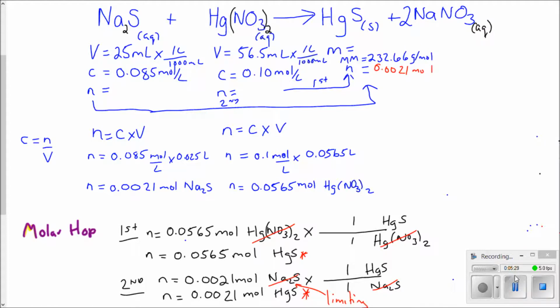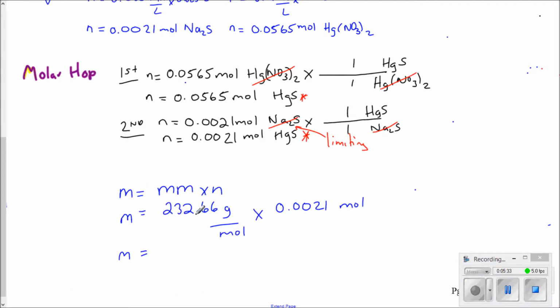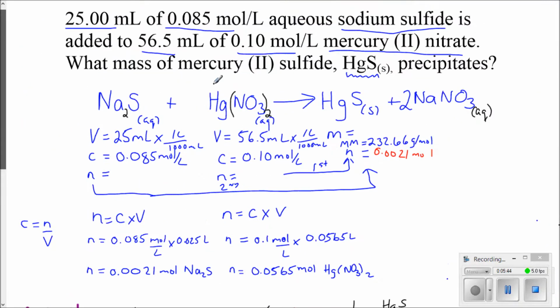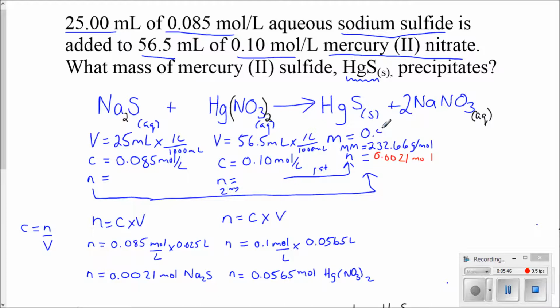Remember that mass equals molar mass times moles. So our molar mass is 232.66 grams per mole times 0.0021. The answer we're going to get is 0.49 grams. So when we add these two chemicals together, what we will find is that we will produce 0.49 grams of our substance. This is the theoretical yield.